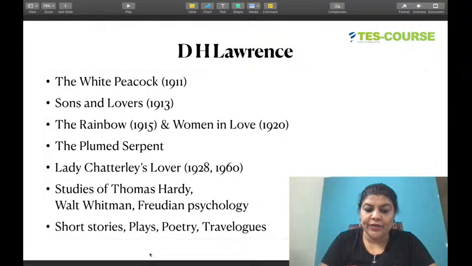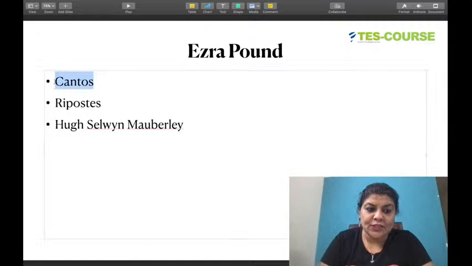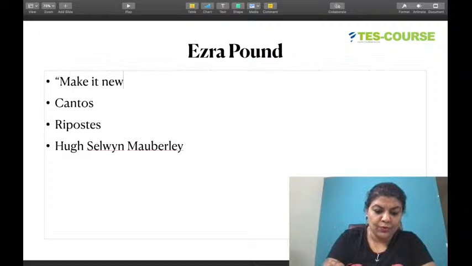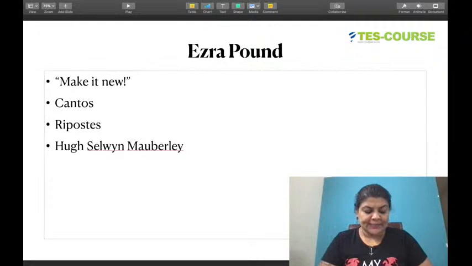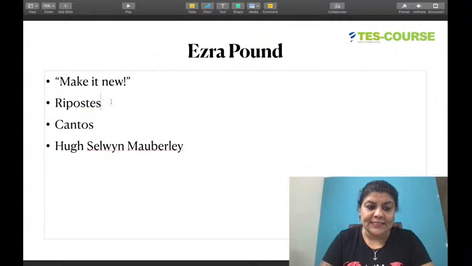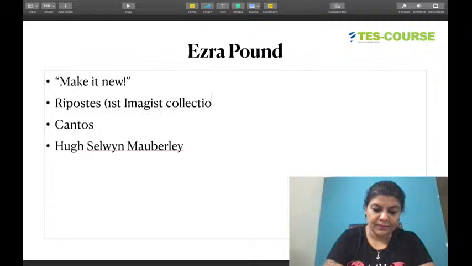Ezra Pound. Ezra Pound had a slogan. What was the slogan, you know? Make it new. Ezra Pound's slogan was, make it new. Ezra Pound wanted writers to reject traditional forms. Did you understand? His early works are Ripostas. Ripostas actually came first. It was the first Imagist collection.